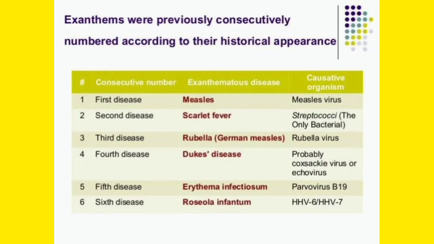Next is the Duke. Duke is caused by the Echo virus or Coxsackie virus. Either Coxsackie or Echo. Probably. People do not know about the Duke. So always remember, probably Coxsackie or Echo.